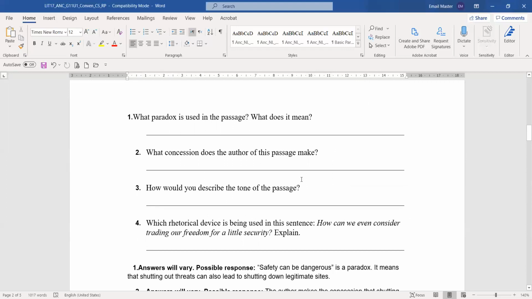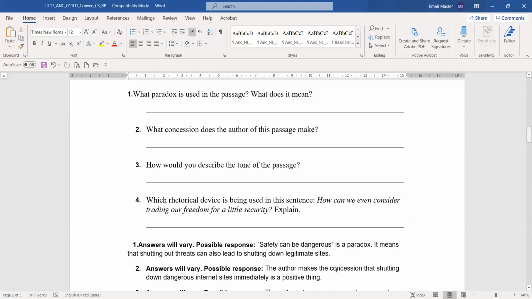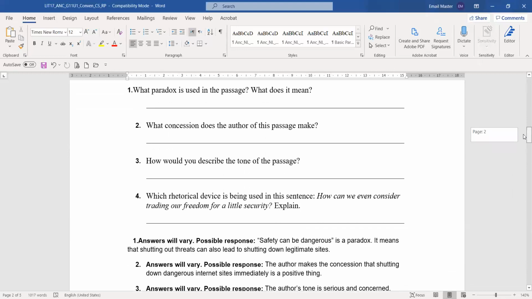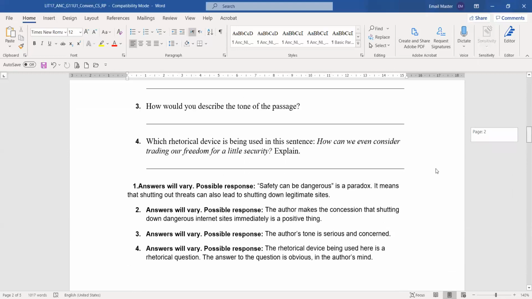What concession does the author of this passage make? So what is the opposite idea that he acknowledges? The author makes the concession that shutting down dangerous internet sites immediately is a positive thing. So he acknowledges this idea. How would you describe the tone of the passage? So the tone of the passage is serious and concerned.